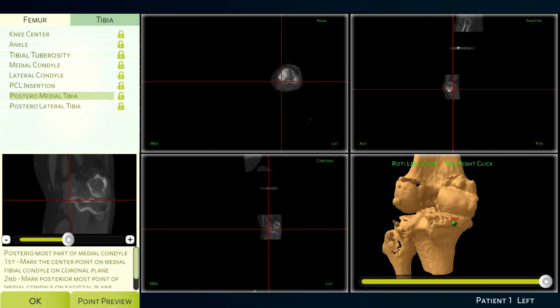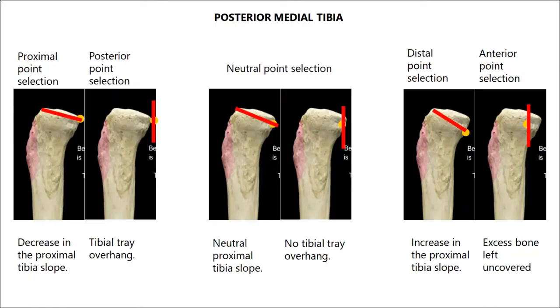The posterior medial tibia. This landmark is used to define the posteriormost point on the medial tibial condyle. This landmark is used for computing the posterior slope of the tibia condyle as well as the amount of bone left uncovered or the extent of overhang of the tibial tray calculations. Taking this point proximally will decrease the slope, while taking it distally will increase the slope. Medial lateral displacement will have no impact on the calculations.